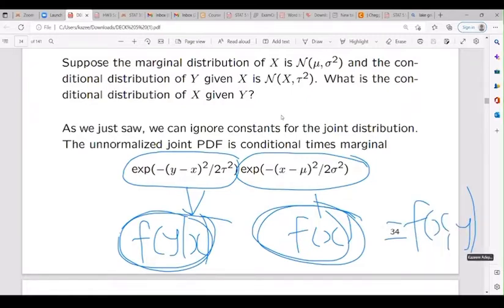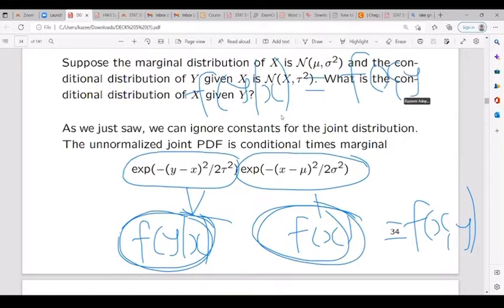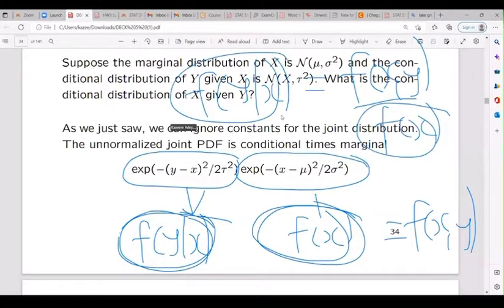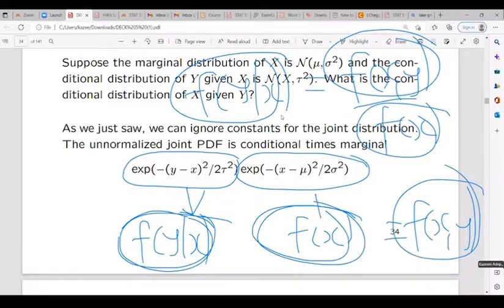Did you know that? That's what I'm going to get, right? Okay. Because f of y given x is f of xy divided by f of x. And that is the reason why this multiplied by this will give this guy. And the moment I got this, do you know I will be able to get f of x given y? If I have a joint, I will be able to get f of x given y.